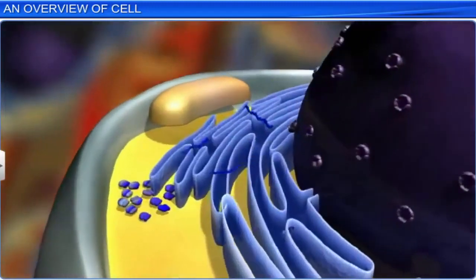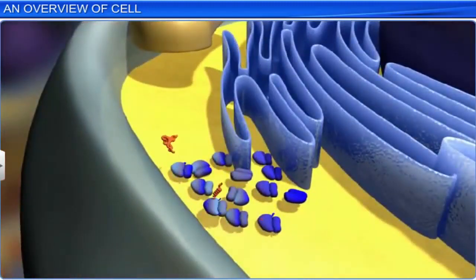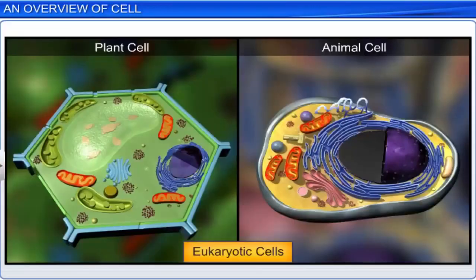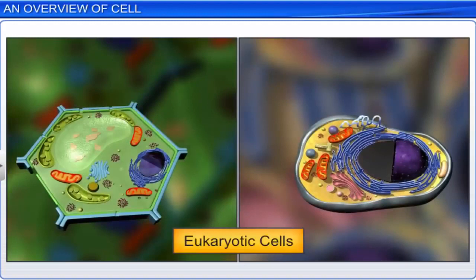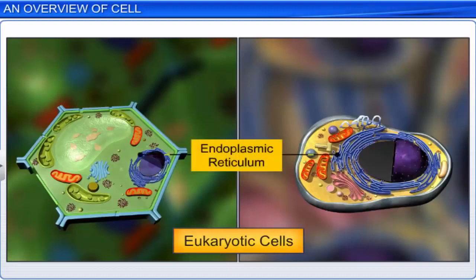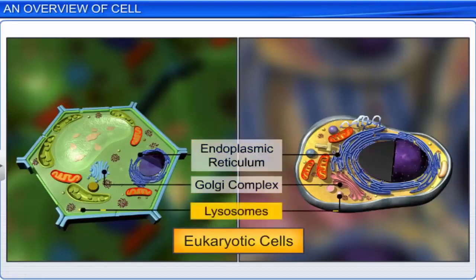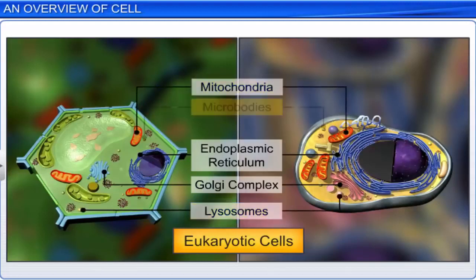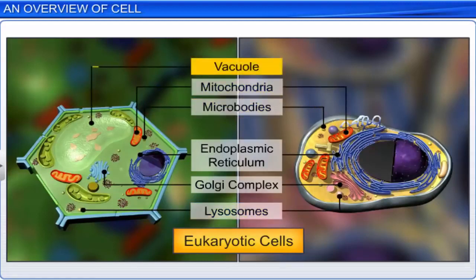Cytoplasm is a hub of activities and chemical reactions, such as protein synthesis, that help the cell remain alive. Suspended inside the cytoplasm are distinct structures called organelles. In eukaryotic cells, we find membrane-bound organelles such as the endoplasmic reticulum, the Golgi complex, lysosomes, mitochondria, microbodies and vacuoles, as well as non-membrane-bound organelles such as ribosomes.